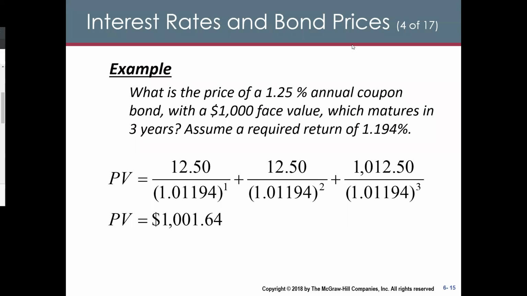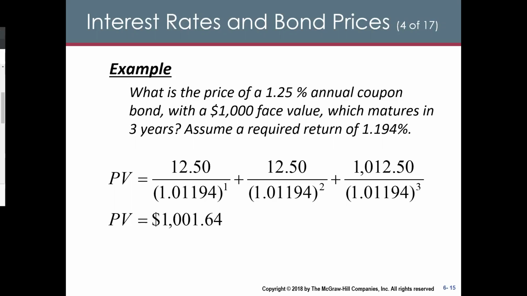Okay, this is going to be the second part of bonds, and I will cover the current yield and yield to maturity. So let's go through some examples first. From last class, we talked about bonds, and suppose there is a bond with a 1.25 annual coupon rate, and the face value is by default $1,000 and matures in 3 years. First we assume the required return or discount rate is 1.194%.